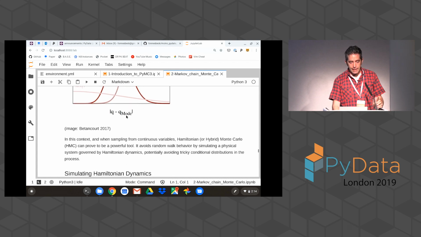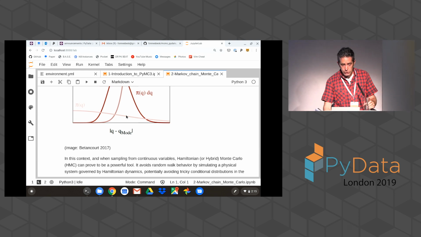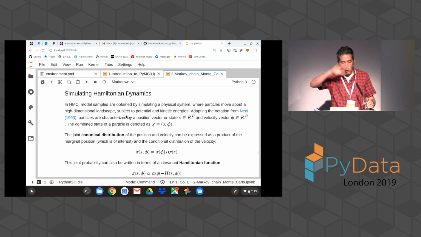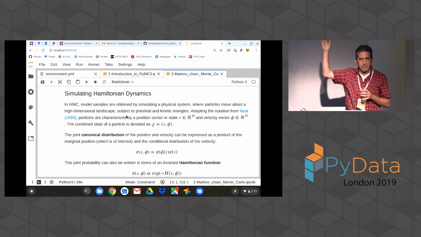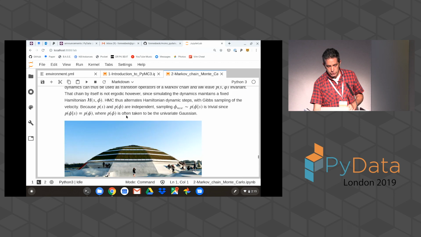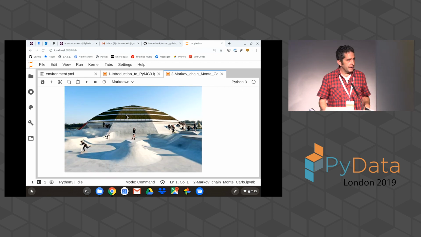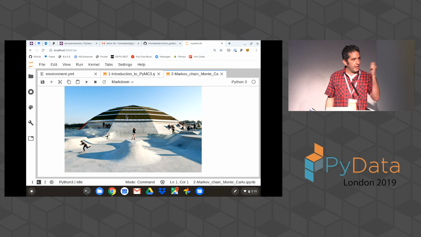And so what we're going to do instead is, again, use auxiliary variables, but in a different way. We're going to explore the form of the posterior distribution by simulating Hamiltonian dynamics. How many people here are physicists? You know all about Hamiltonian dynamics, right? So we're going to essentially treat the posterior distribution like a skateboard park. Your point is a skateboarder, and you're going to push the skateboarder down, and she's going to follow the contours of the skateboard park, and at some point you're going to tell the skateboarder to stop, and that's going to be your new proposal.